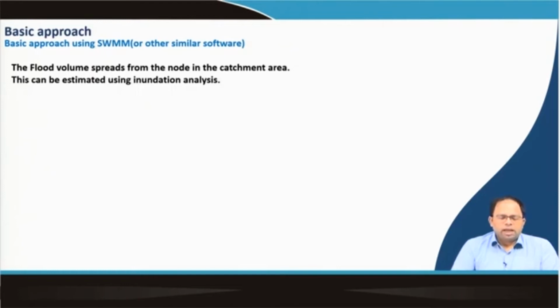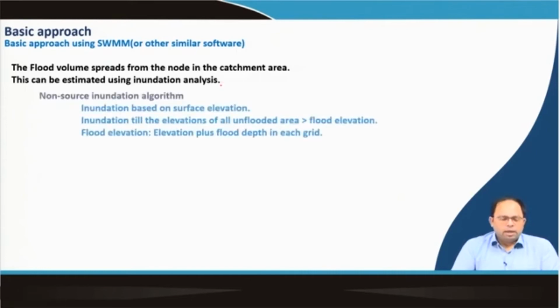So, as we were discussing in the basic approach, we assume the node flooding using SWMM, and the flood volume spreads from the node in the catchment area, and this can be estimated using inundation analysis, or I said that an inundation algorithm is required. There are different forms of inundation algorithm. There could be a non-source inundation algorithm, that means inundation is based on surface elevation, and inundation continues till the elevation of all unflooded area is greater than the flood elevation, where flood elevation is elevation plus flood depth in each grid.